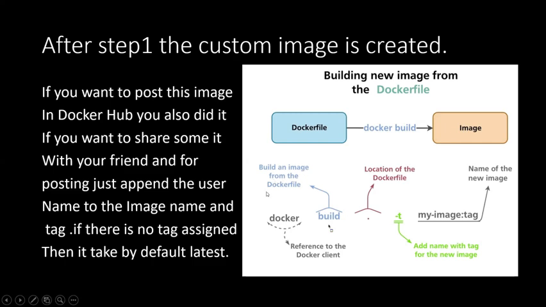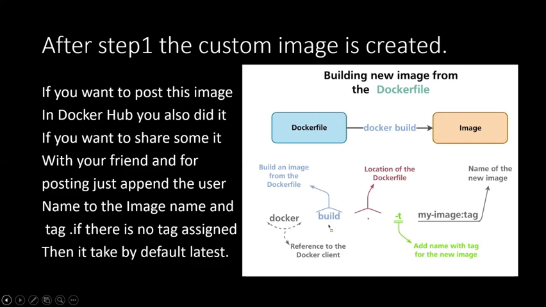Build an image from the Dockerfile, and dot is the location of the current directory, slash t adds a name with tags for the new image, and that is the name of the new image. So if you want to post this image in Docker Hub, you can do it.